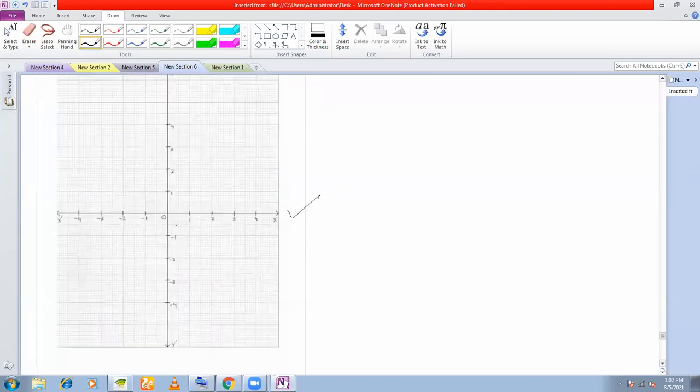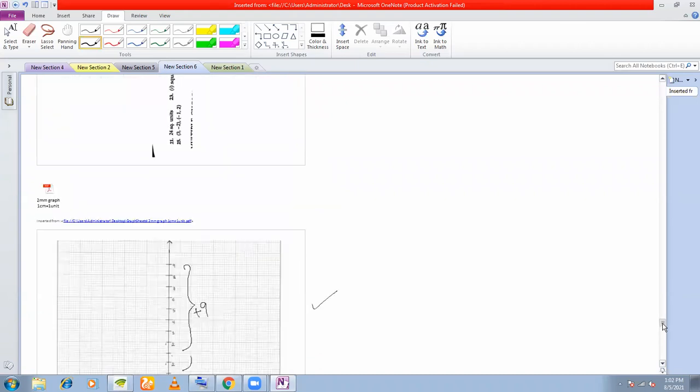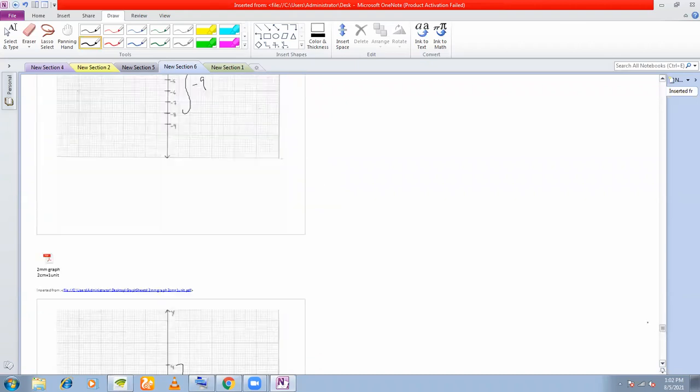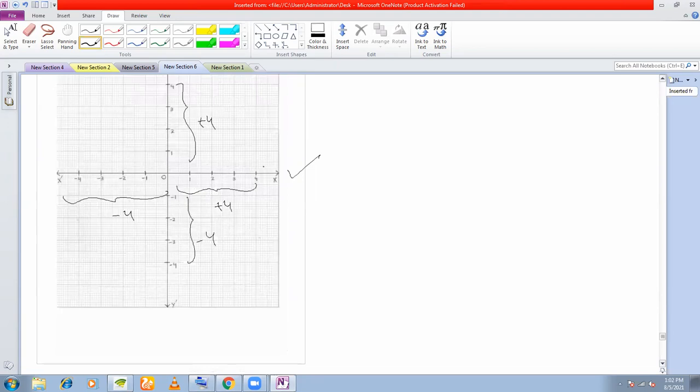Or should I use this one? You have plus 4 here, and you have minus 4. So which one should I use, the first one or the second one? The first one, because in the second one, I will not be able to accommodate the 5, right? Because I have only till 4 here. So I will use the first one. Let's use the first one to plot the points.